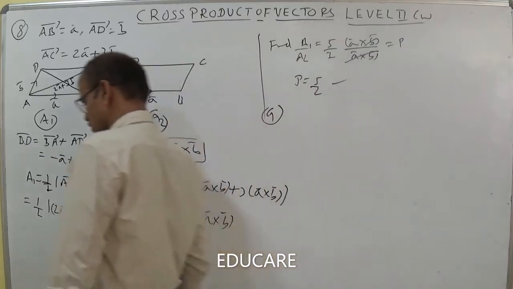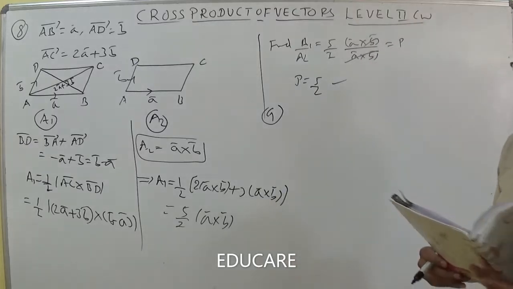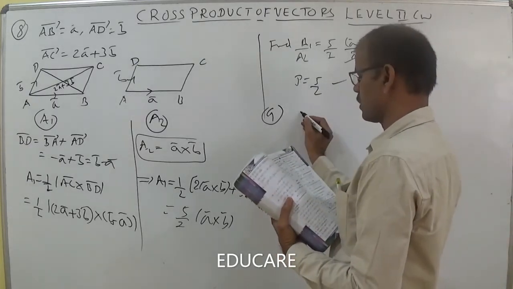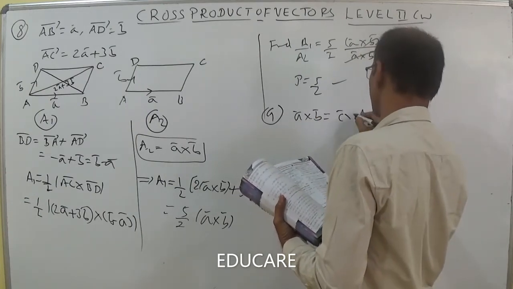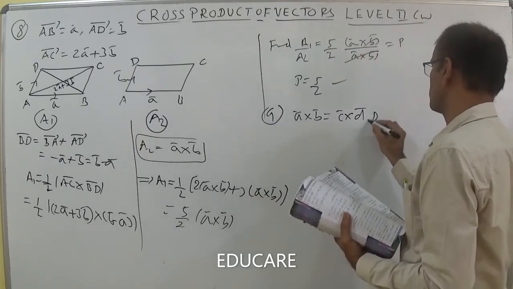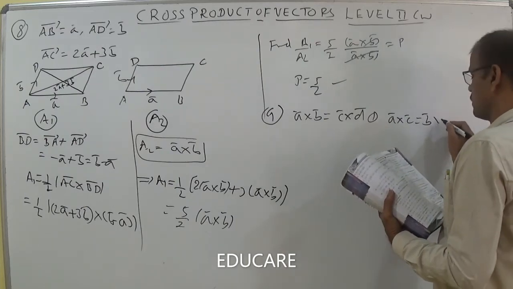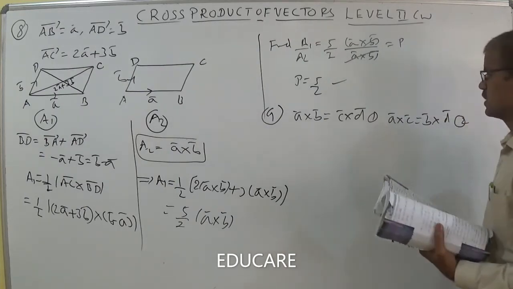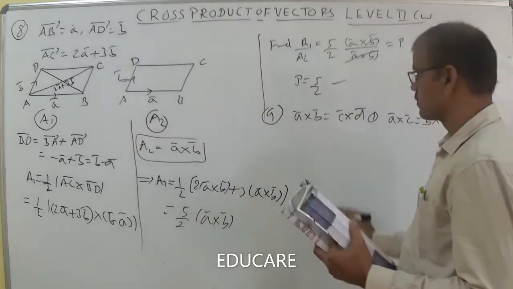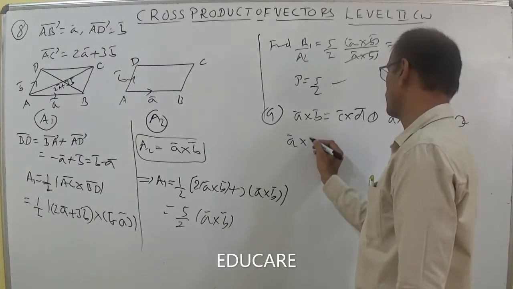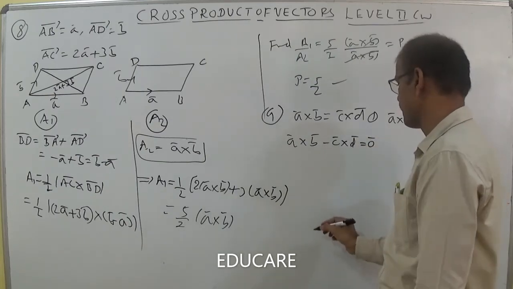8th one completed. Next, 9th question. Geometrical application of cross product. A bar cross B bar is equal to C bar cross D bar, it is the first equation. Next, A bar cross C bar is equal to B bar cross D bar, it is the second equation. Taking these two equations, we should get the option. A bar cross B bar minus C bar cross D bar equal to 0 bar.